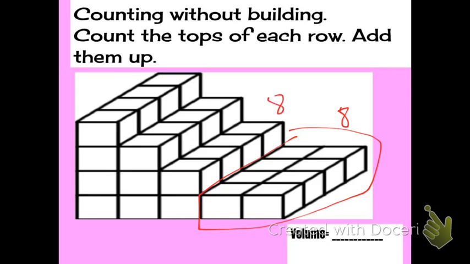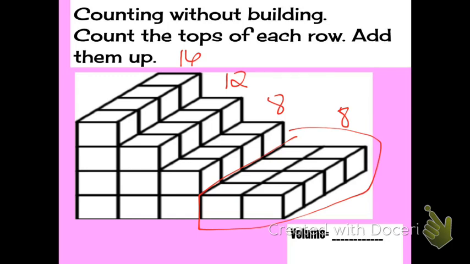Let's look at this one. It's how many this way? 4. And how many this way? 3. So 4 times 3 is? 12. And then this one is 4 this way, and how many this way? 4. Another 4. So that's a total of 16.